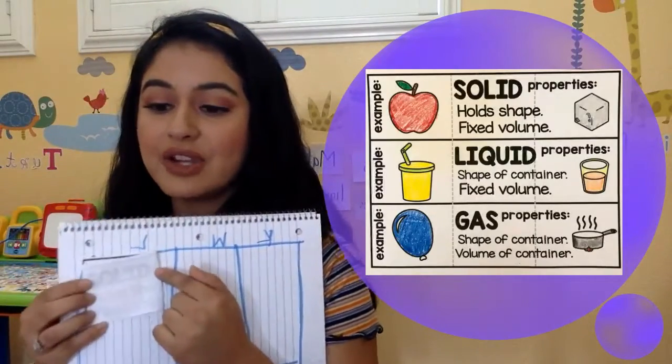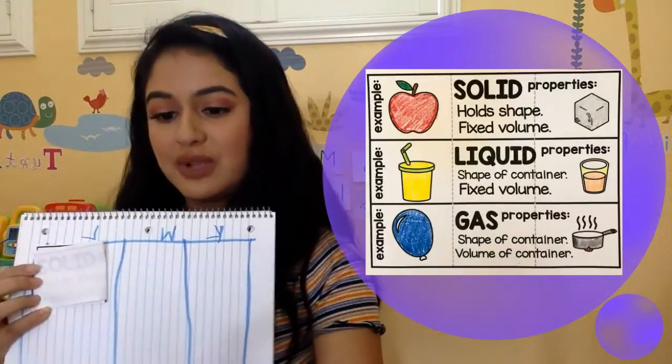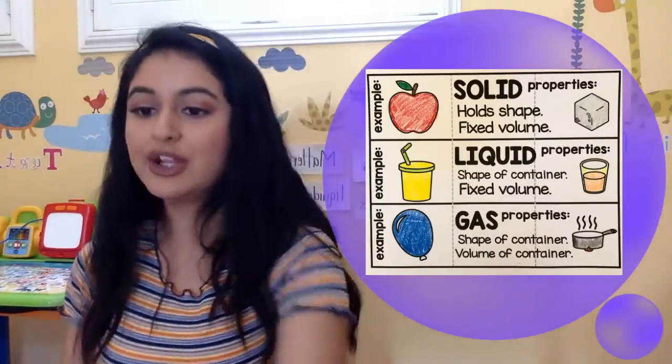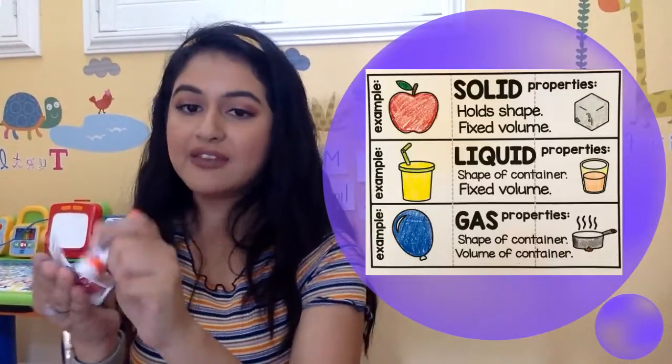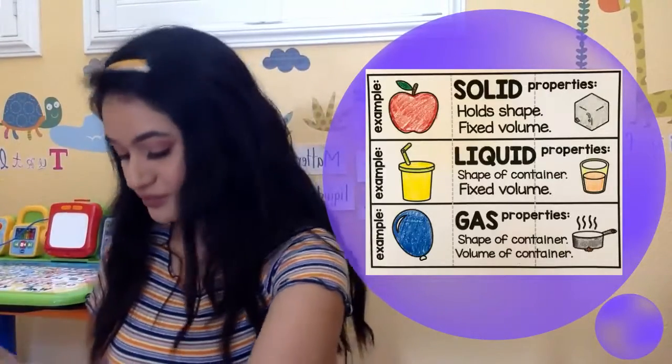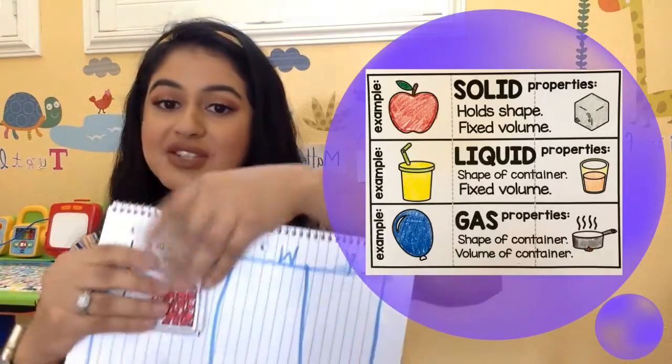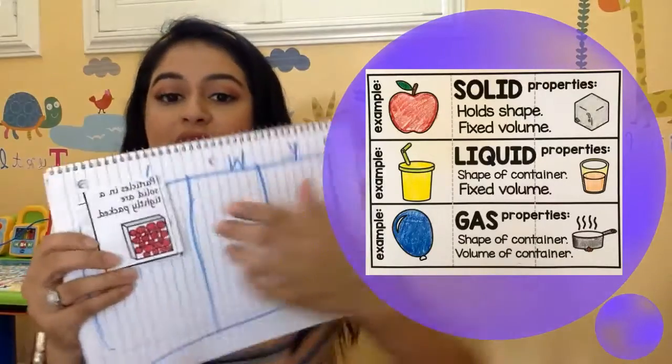And right here, where you folded it, you're going to find the one that is solid. So this is the solids. And you're going to go ahead and glue the back of it, and you're going to put it right here. That way you know this section is solids. So remember, these are the particles.